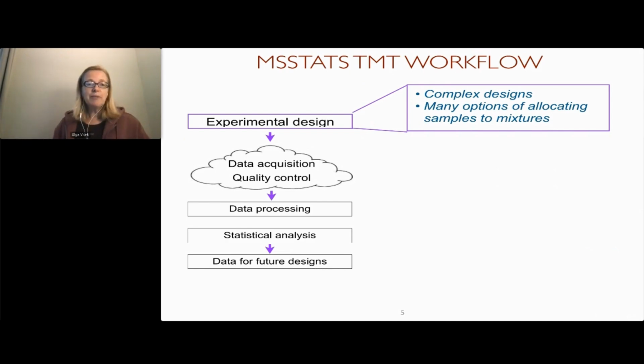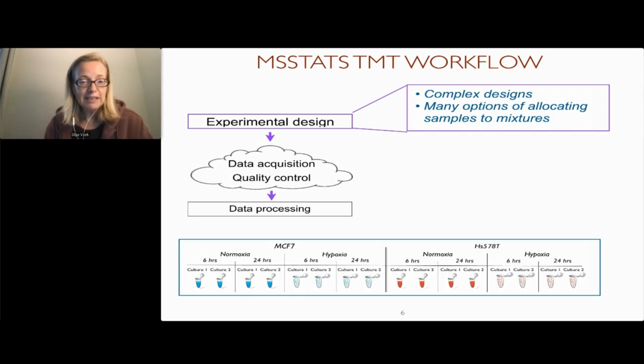So very generally, the way we think about MStats statistical type of workflows is like that. Before we collect data, we need to make sure that we understand the nature of the experimental design and also the nature of the question we want to ask from the data. And in the context of TMT labeling, in addition to many different conditions, we also need to think about how we can allocate samples to mixtures. So in terms of complex design, let me just give you a few examples.